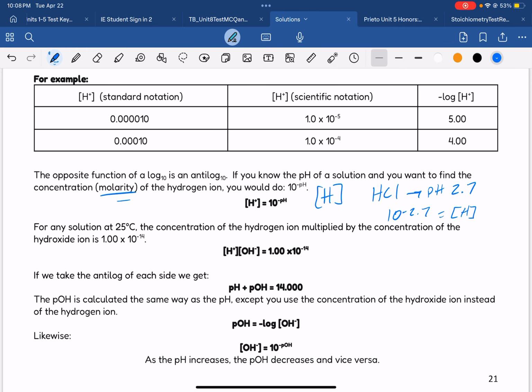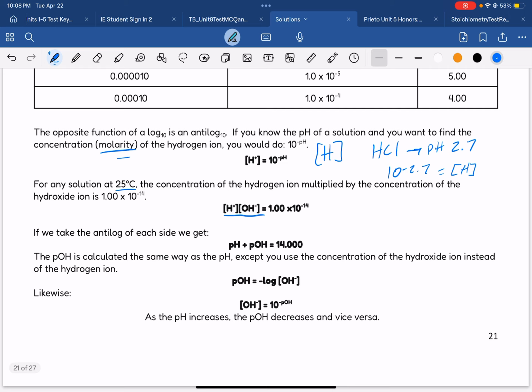You can use this equation. What this states is your hydrogen ion concentration times your hydroxide concentration equals 1.00 times 10 to the negative 14th at 25 degrees Celsius. Any other temperature? You want to learn about that? Take my class next year or your senior year, and we'll see different temperatures.